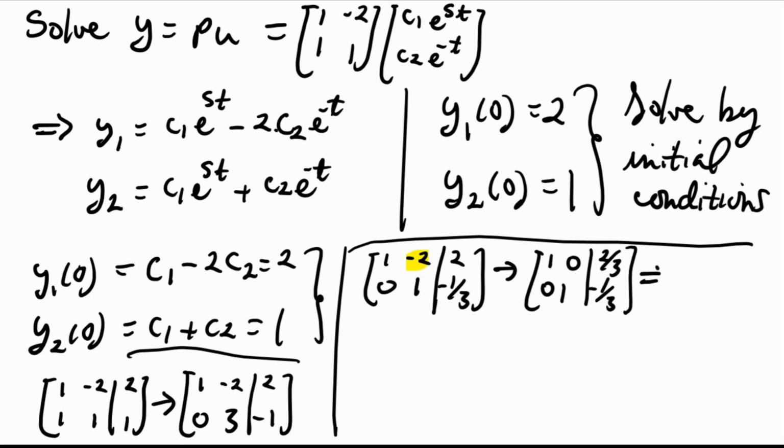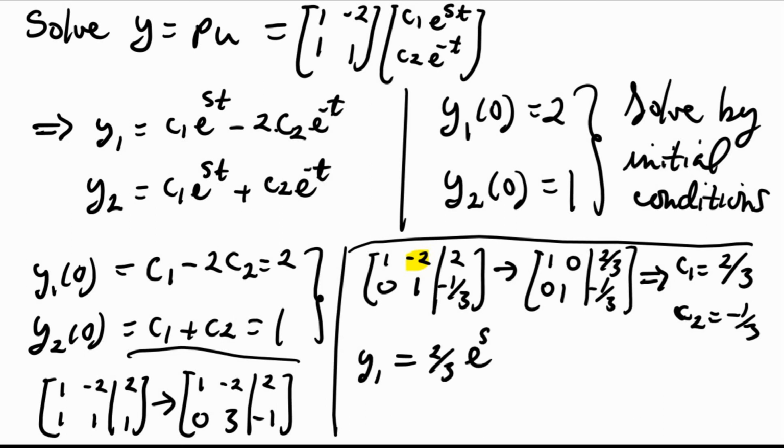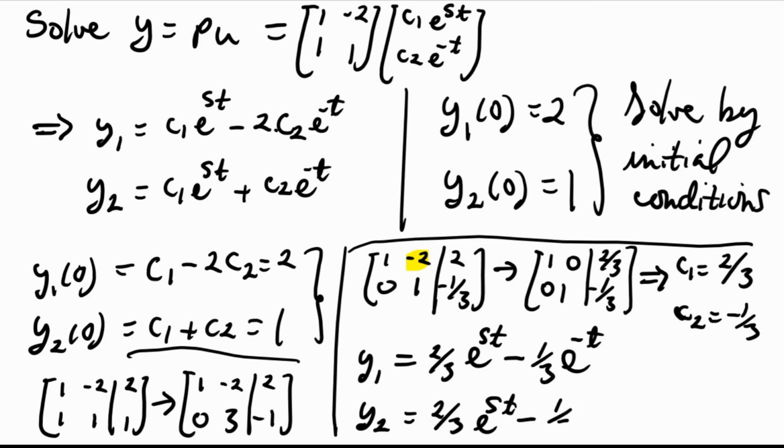So c sub 1 is 2/3, c sub 2 is negative 1/3. So you get y sub 1 is equal to 2/3 times e to the 5t, and then that's minus 1/3 times e to the negative t, and then y sub 2 is, c sub 1, this is 2/3 times e to the 5t, and then this is minus, because c sub 2 is negative, minus 1/3.